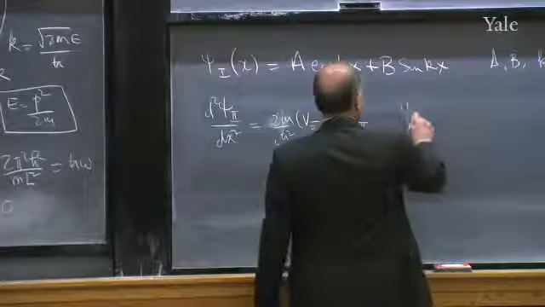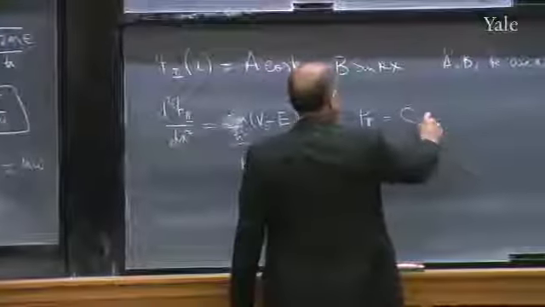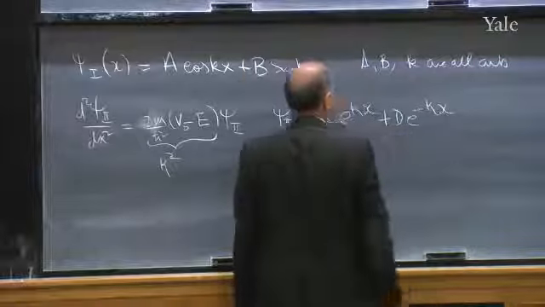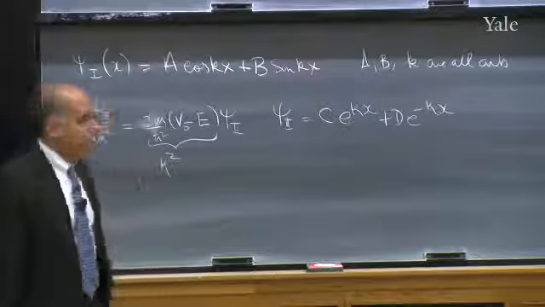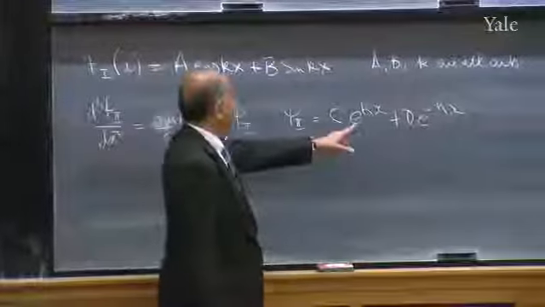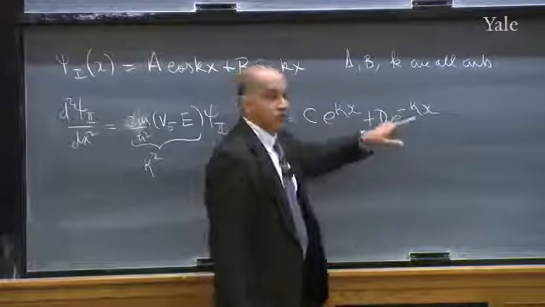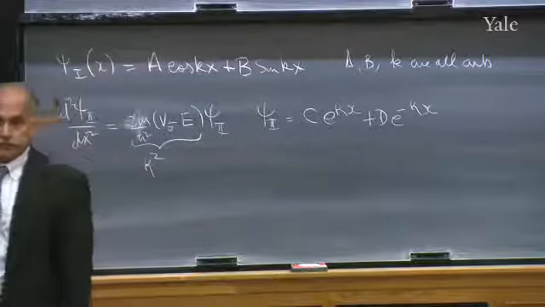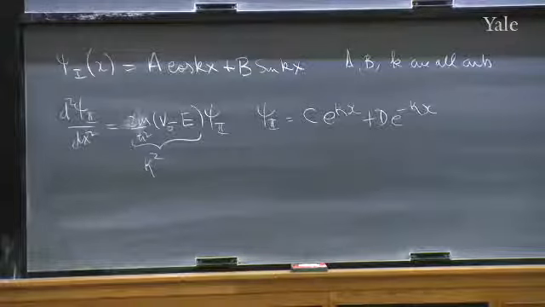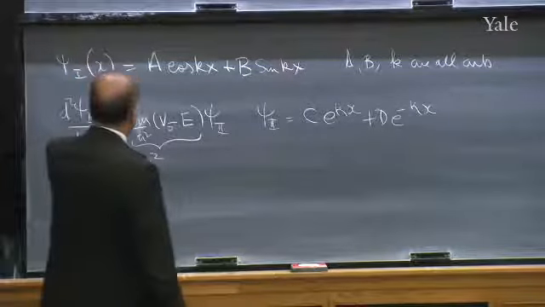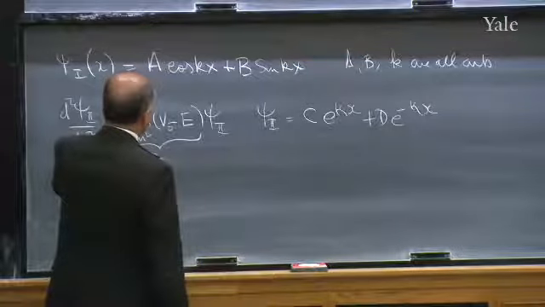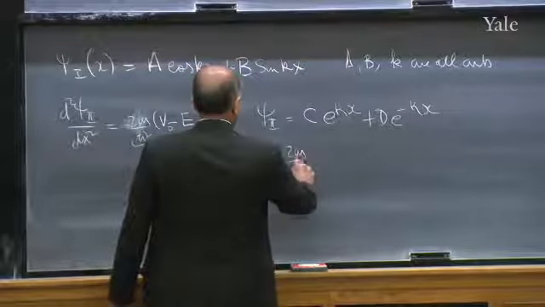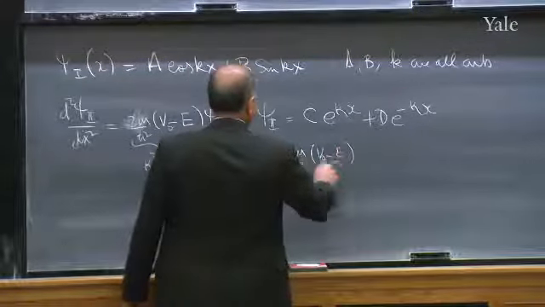Then the answer is psi 2 equals C times e to the kappa x plus D times e to the minus kappa x. Why? Because two derivatives of this will give me kappa squared times itself, likewise here. And kappa has been cooked up so that kappa squared is what I want. So kappa is equal to the square root of 2m over h bar squared times (V0 minus E).